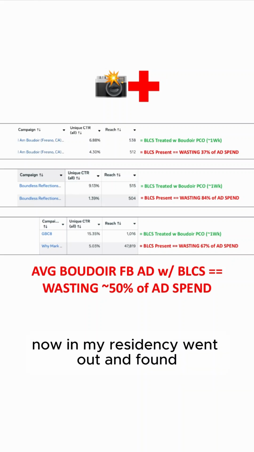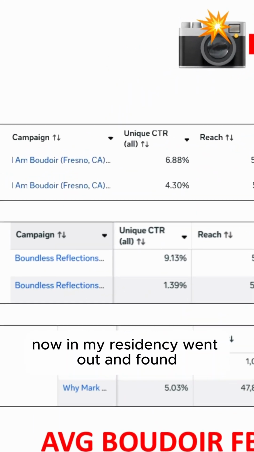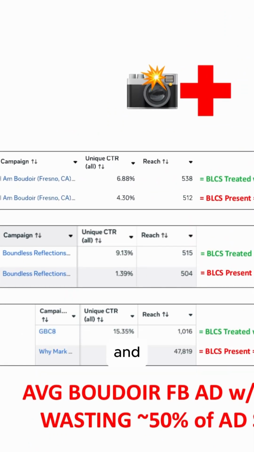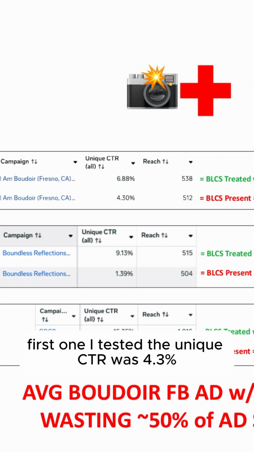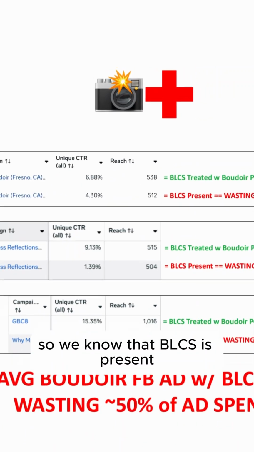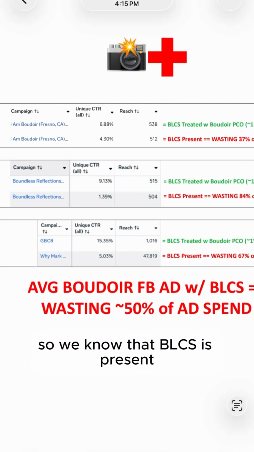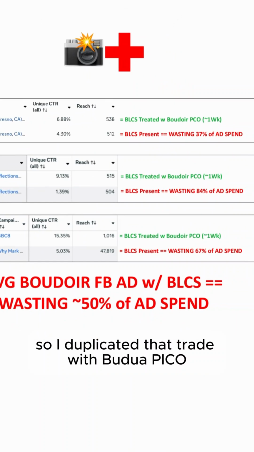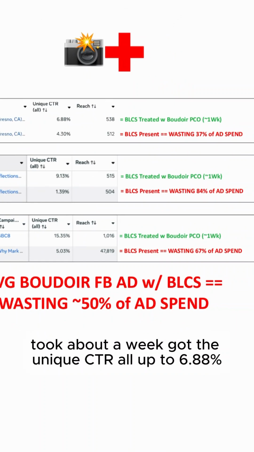Now, in my residency, I went out and found some Boudoir Facebook ads out there in the wild. The first one I tested, the unique CTR was 4.3%. So we know that's under 6%, so we know that BLCS is present. So I duplicated that, treated with Boudoir Pico, took about a week, got the unique CTR all up to 6.88%.